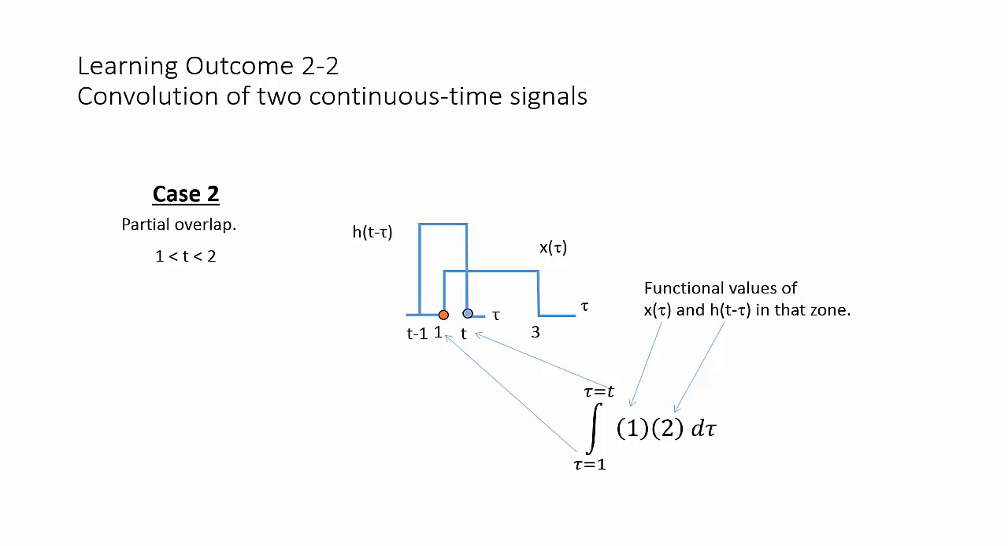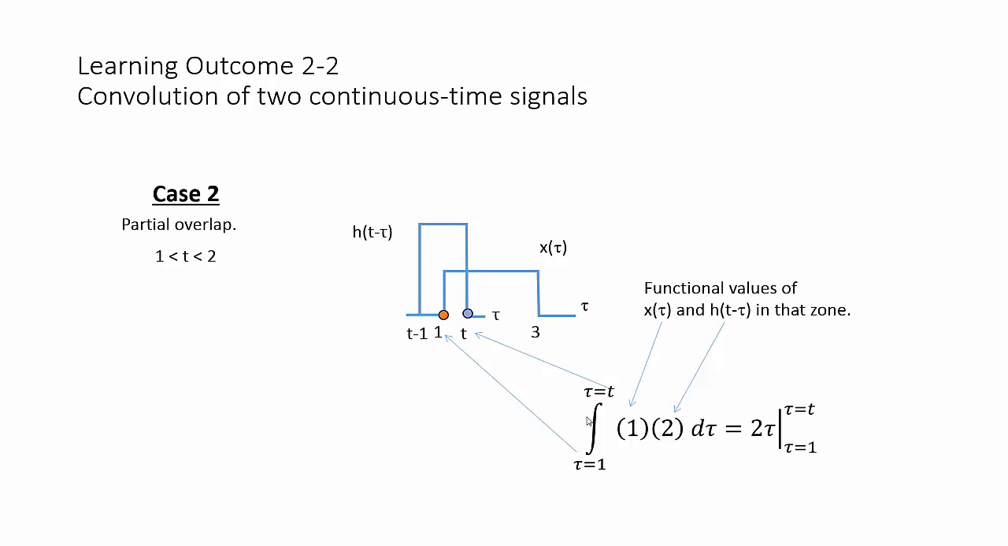The integral which we will write has our functional values, which are the 1 and the 2, inside here, and we're integrating between 1 and t, because that's where we have these values 1 and 2. At all other times, we've got either 0 times 0, 0 times 2, 0 times 1, or 0 times 0. And all of that just doesn't matter. Those will all be 0. Only when we're integrating between tau of 1 and tau of t in this region will we have non-zero values.